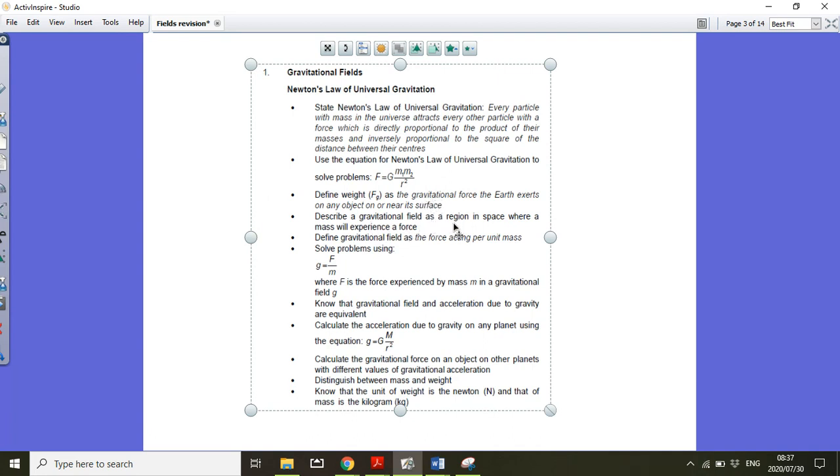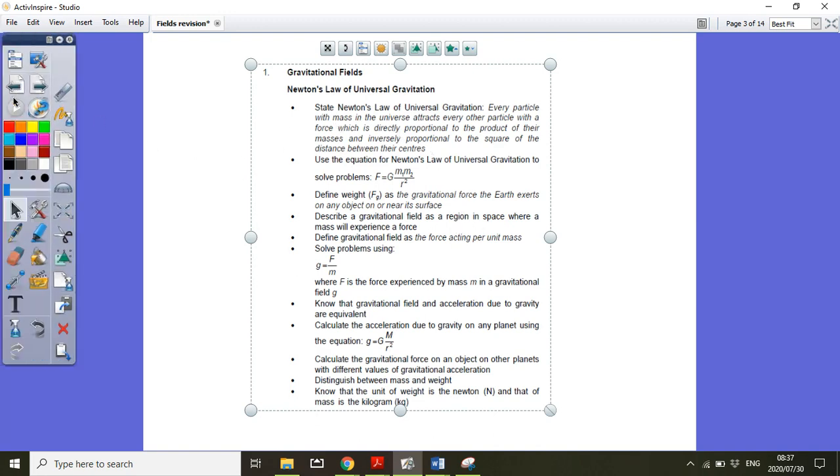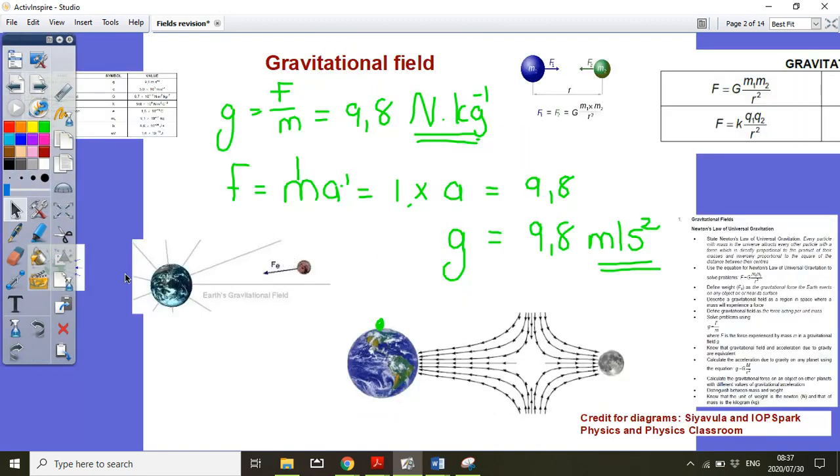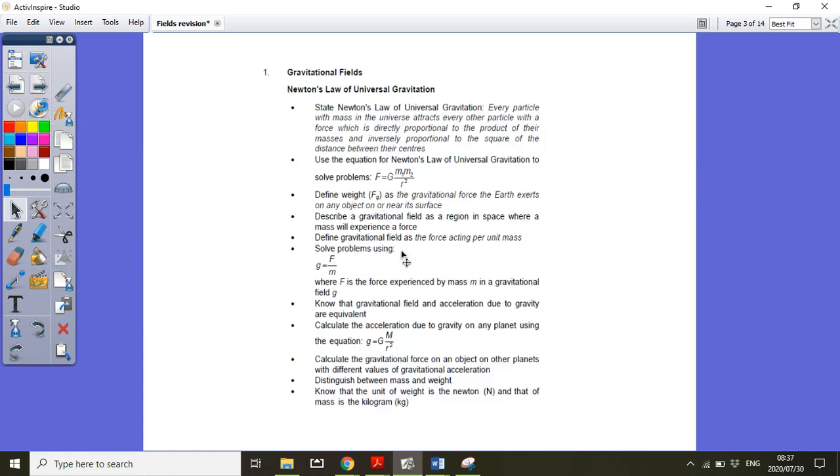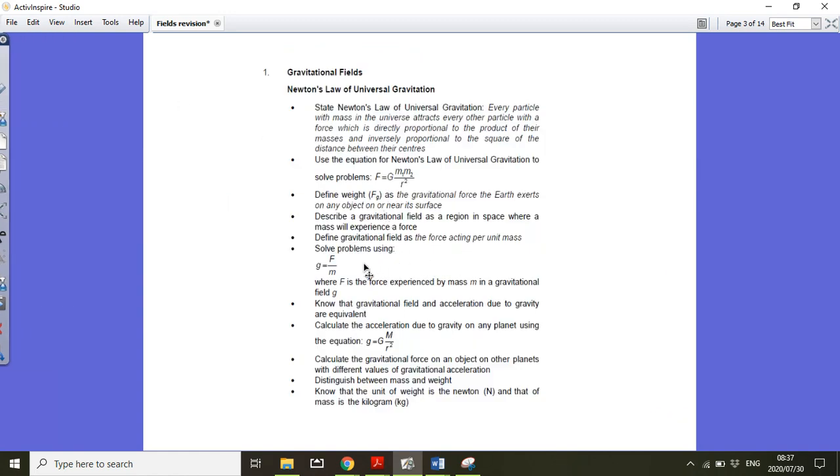Describe gravitational field. That's the area around the Earth. So if you were going back here, it's the area around the mass where something else will experience a force. Then we derived this equation. Basically, we said gravitational field is the force per unit mass. And then from there, we got to this equation. So these two are equivalent. Please remember that. Gravitational field and acceleration due to gravity, we just spoke about those.